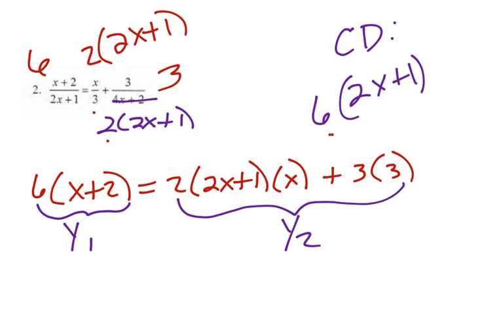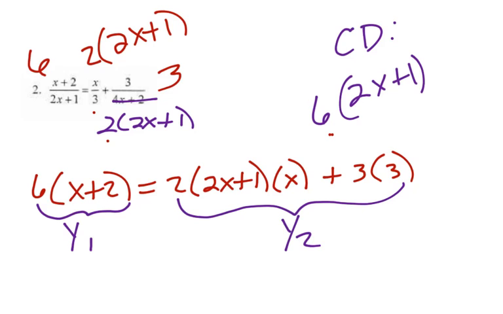So go to y equals, clear everything out. At y1, 6 open, x plus 2 close. At y2, 2 open, 2x plus 1 close, open x close, plus 3 open, 3 close. Glancing at my graph, I have a linear line and I have a quadratic parabola that's at the very, very top and I can barely see it. You could change your window. You could just work with it and see what happens. I think I'm going to just work with it. I know I can get one of my answers.